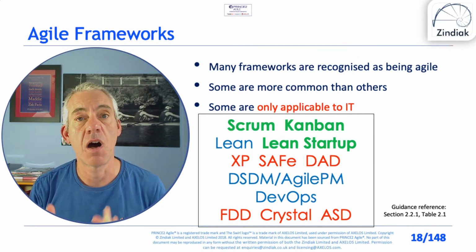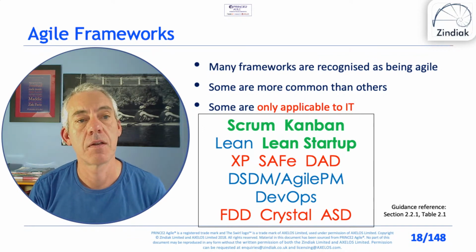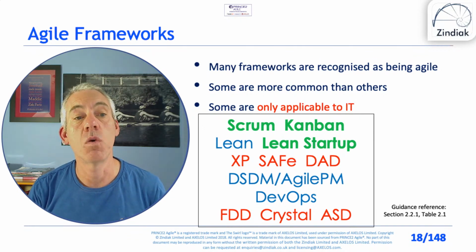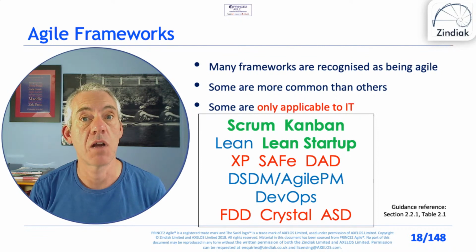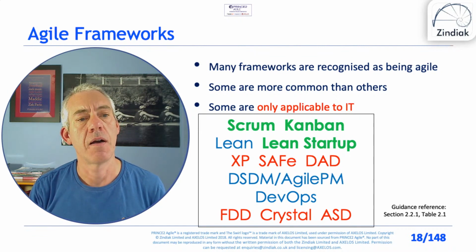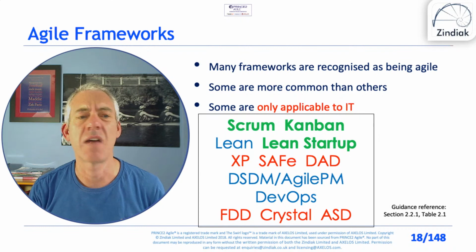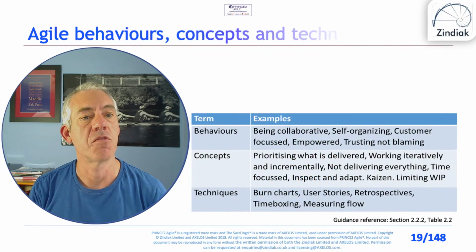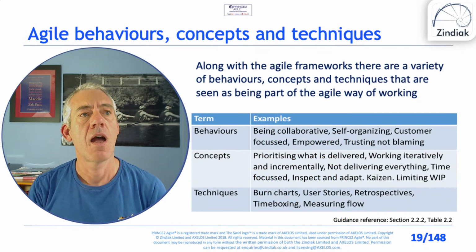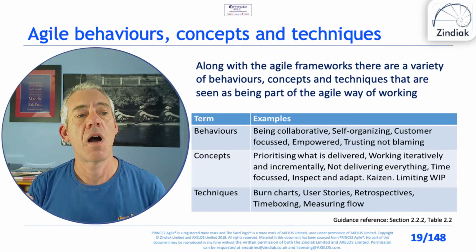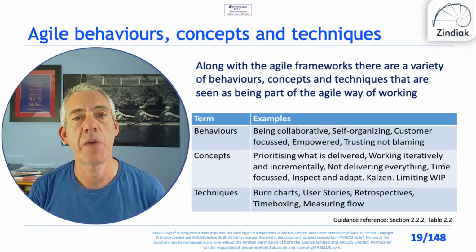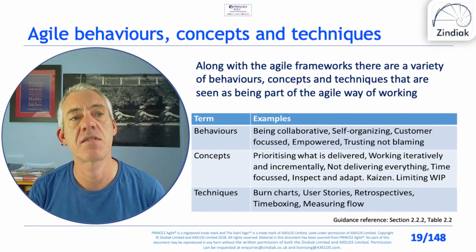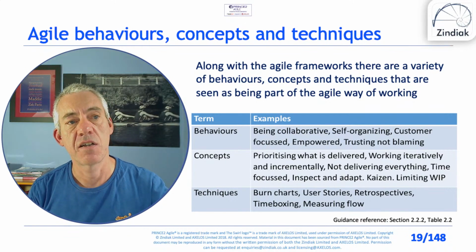The ones in red are IT only or predominantly, and the ones in blue can be used in non-IT environments. Although I'm looking at that, I'm thinking DevOps is really development operations. I think it probably can be used in non-IT environments, although it came from IT. So, along with frameworks, Agile has a variety of behaviours, concepts and techniques, and you can see some examples there.